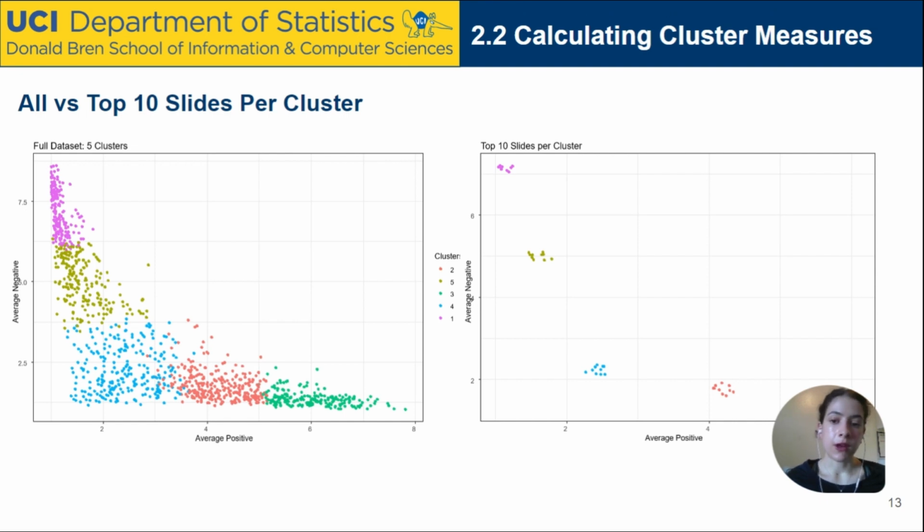However, with only 10 slides per cluster, individuals still may not have data on those 10 slides, and thus there may be missingness, which is what we were trying to diminish in the first place.